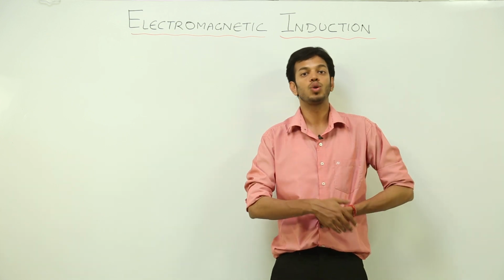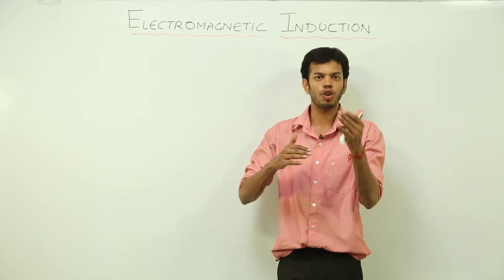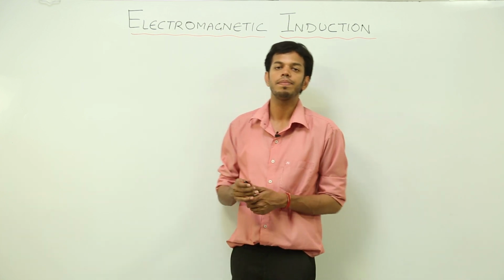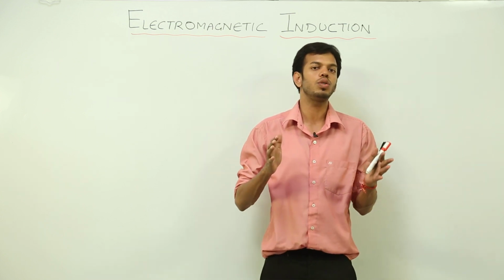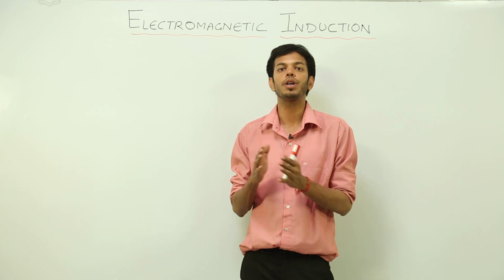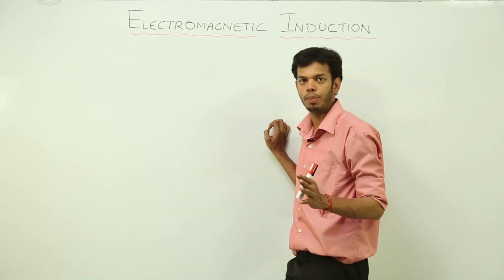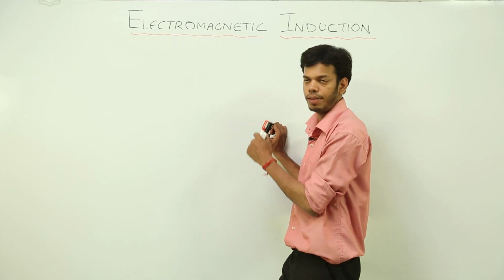Scientists like Joseph Henry and Faraday. Joseph Henry, I'll complete my statement first before I go to the scientist. The converse is also true. The converse is what? That this time a magnetic field will be producing current. Okay. So this is what electromagnetic induction is all about. I'll explain it to you in detail.